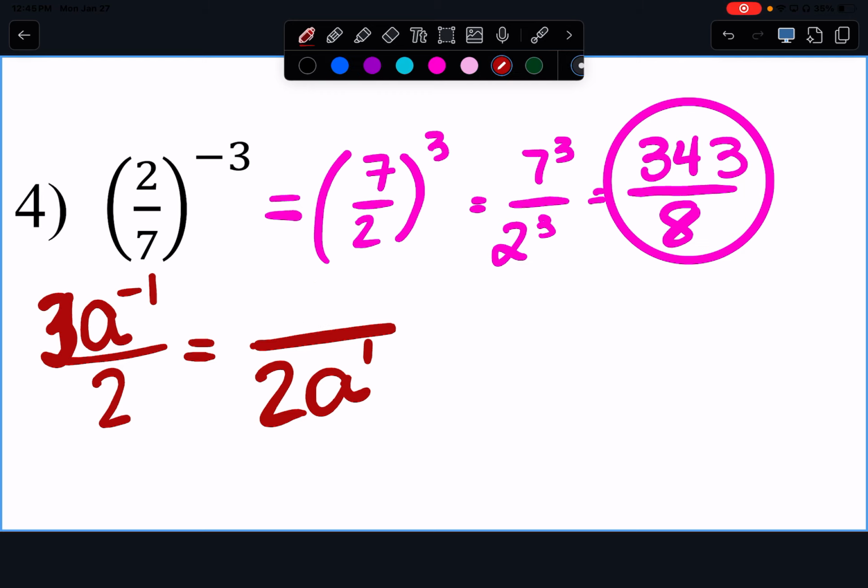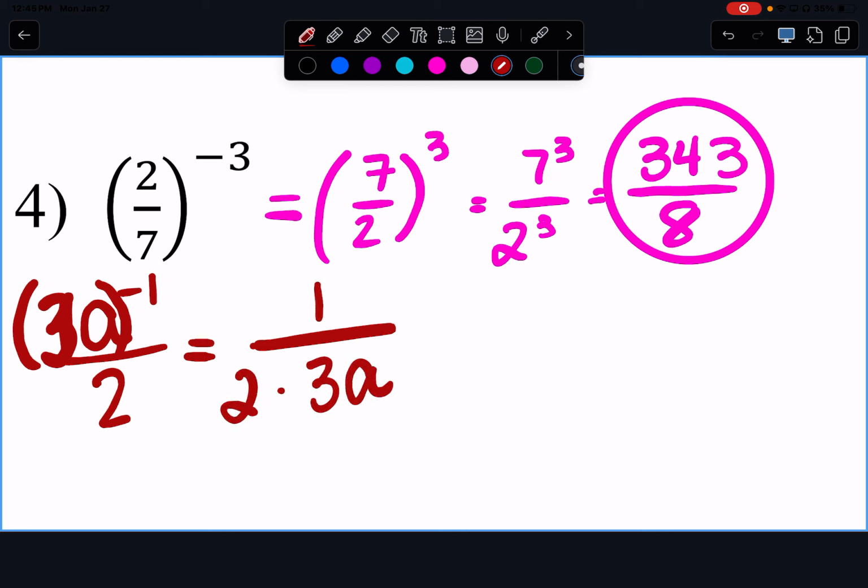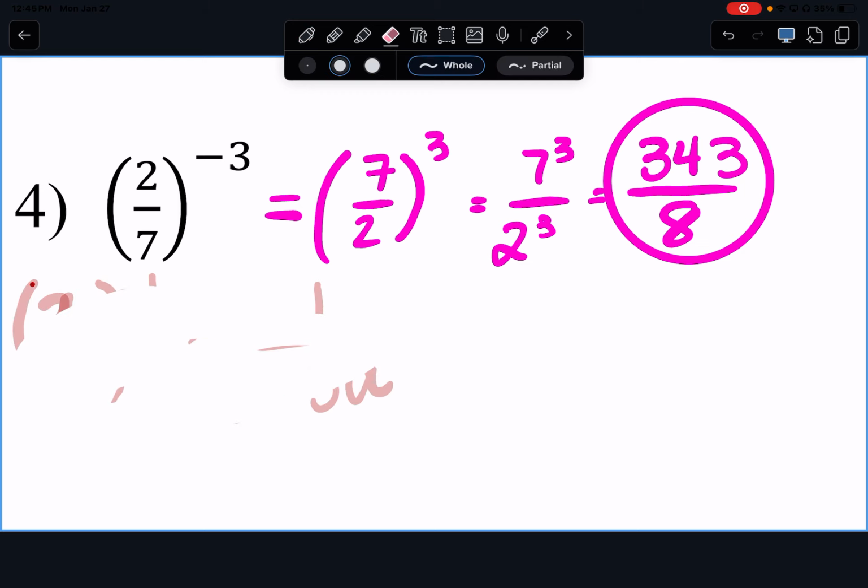Okay? What if I change the way I write that? Now is the 3 being raised to the negative power? Is the 2 on the bottom being raised to the negative power? No. So I need to move the 3A. So I would do 2 times 3A. What is 2 times 3? 6. We get 6A. Okay, if only part of it is being raised to a negative power, you only have to move the part that is. If the whole thing is, flip the whole thing.